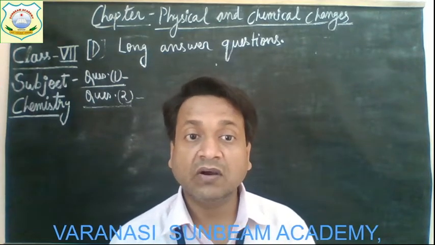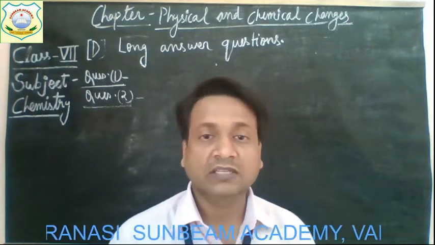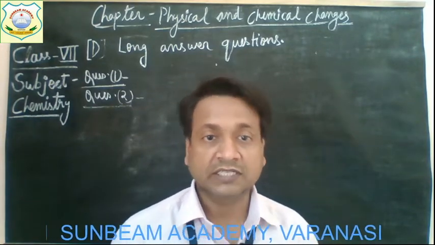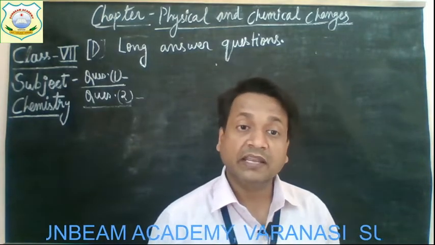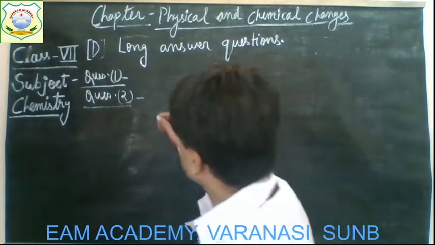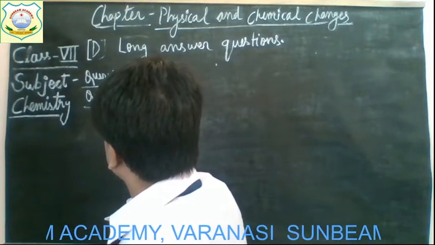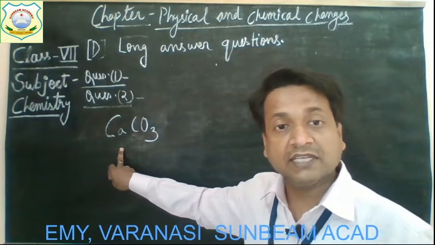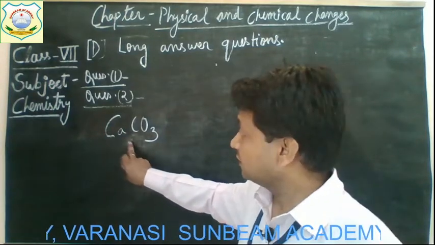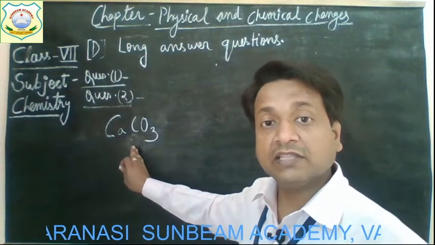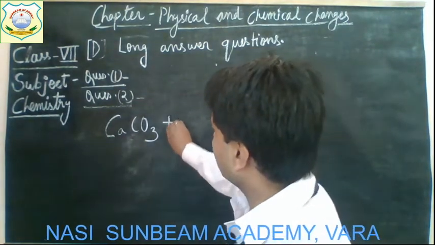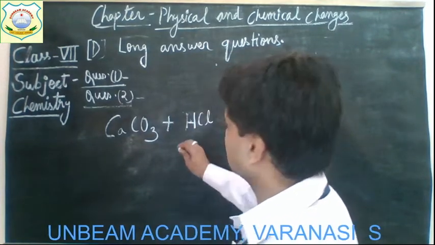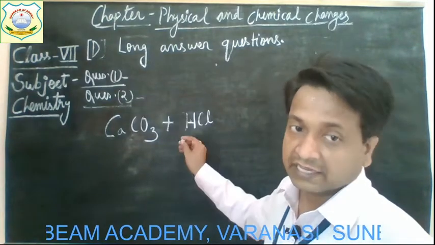So come one by one. When dilute hydrochloric acid is added to calcium carbonate, the gas which is given off is carbon dioxide. Which gas? It's carbon dioxide. And the chemical equation is: calcium carbonate, children, the formula is CaCO3. When this calcium carbonate reacts with dilute hydrochloric acid, the formula of hydrochloric acid is HCl.